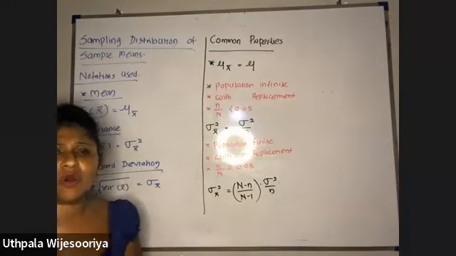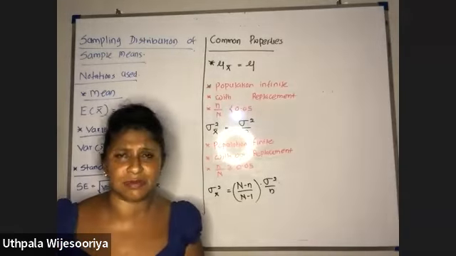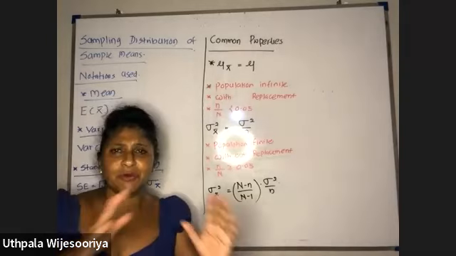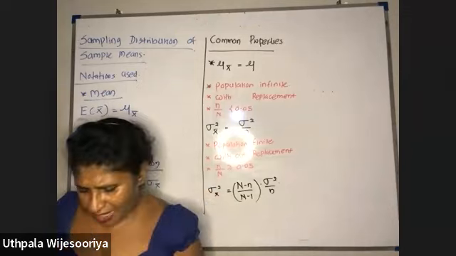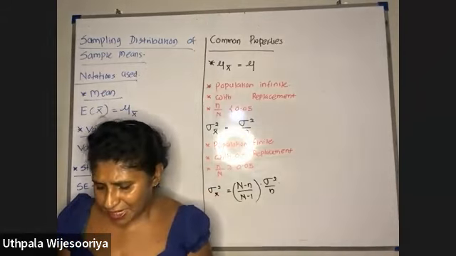Now these are the new notations and common properties of the sampling distribution of sample means. I have given these details in my note.